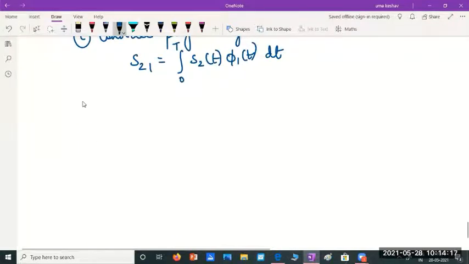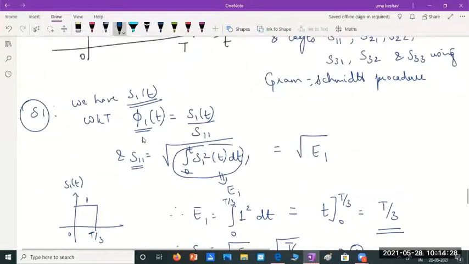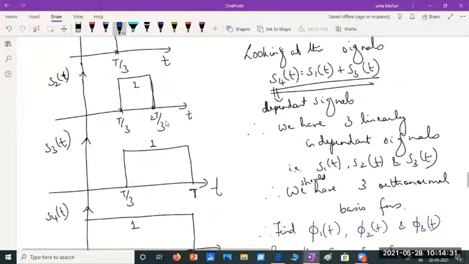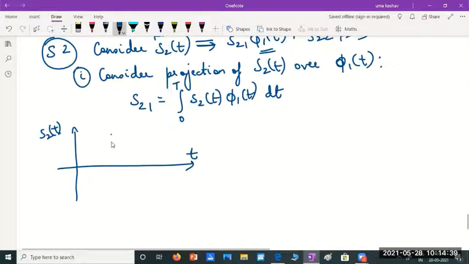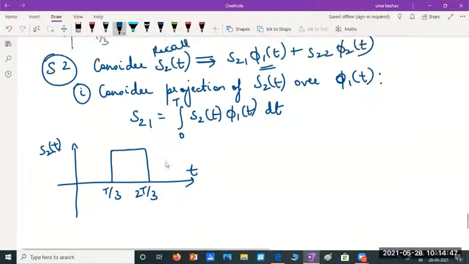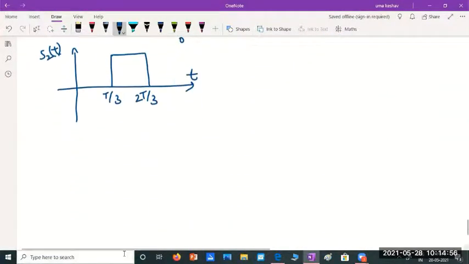Again, we will do this graphically. It becomes easier. What was S2? Let me draw S2. I think S2 was defined here. Between t by 3 to 2t by 3, it was 1. So let me draw that. It was 1 in the interval t by 3 to 2t by 3. And what is phi1? Phi1 we have drawn here. See how this is helpful. Draw phi1 again.